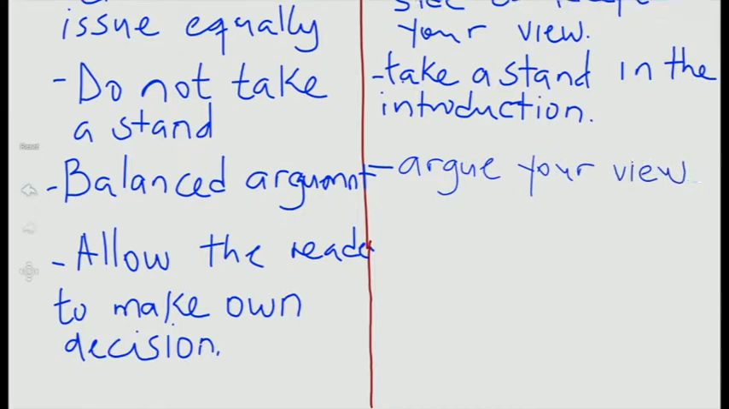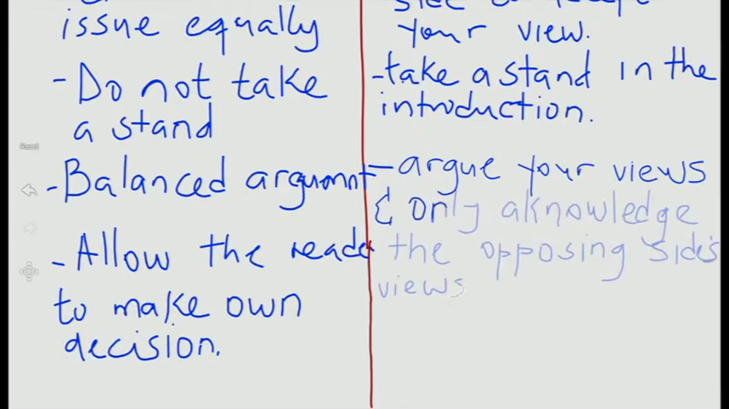And the one thing that you can do is just, we'll say, only acknowledge. So you only acknowledge the opposing side's views. But the main thing that you do, you argue your views. Unlike in a discursive essay where you have to balance the argument, here you argue your views more than the other. The other, you just mention that, okay, fine, there are some people who believe that this should be the case. However, I'm against that. This is what I believe. And then you continue supporting that one.